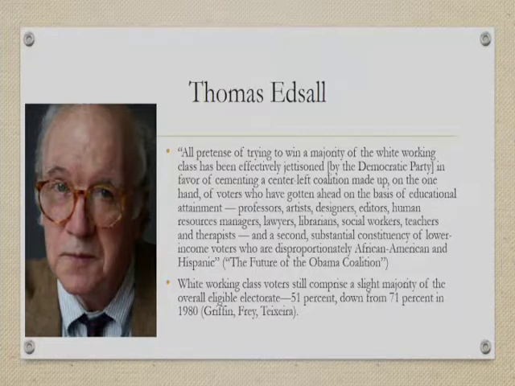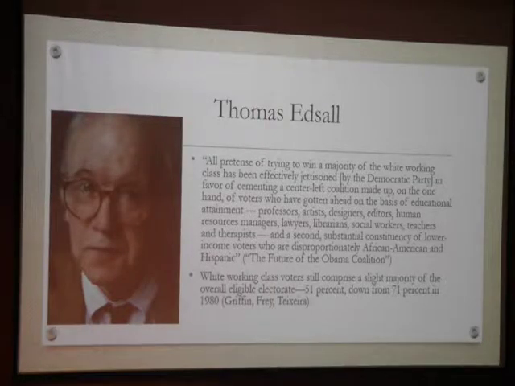All pretenses to trying to win a majority of the white working class have effectively been jettisoned by the Democratic Party in favor of cementing a left-center coalition made up, on the one hand, of voters who have gotten ahead on the basis of educational attainment: professors, artists, designers, editors, human resource managers, lawyers, librarians, social workers, teachers, and therapists; and second, a substantial constituency of lower-income voters who are disproportionately African-American and Hispanic. They do this despite the fact that the white working class voter still comprises a slight majority of the overall eligible electorate, 51%, down from 71% in 1980.